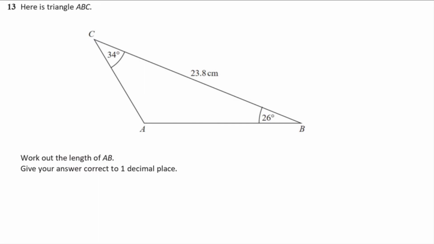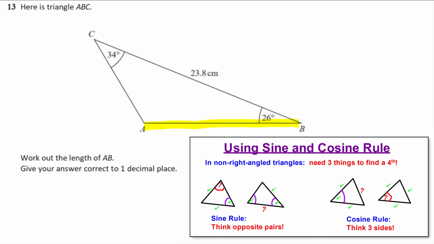So again, we've got triangles with angles and sides and we want to find other sides. In this case, it's this side here, AB. But this time it's a non-right angle triangle, so we're not going to be using SOHCAHTOA. We're going to be using one of our trigonometric rules, aren't we? Either the sine rule or the cosine rule.